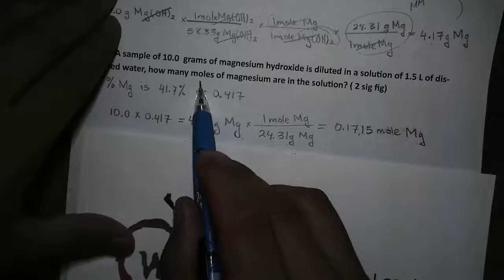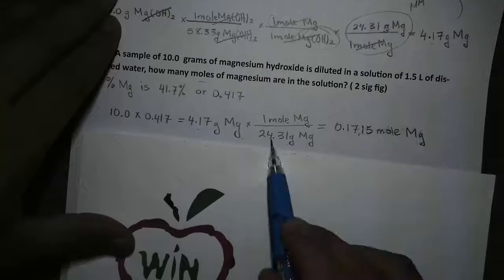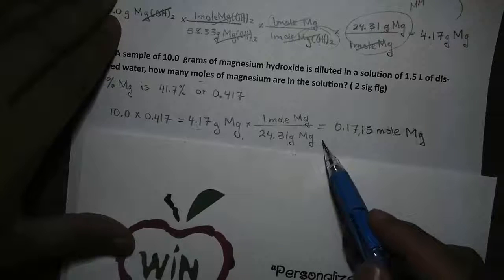But we're looking for moles of magnesium. Of course, we are going to multiply by the molar mass using our stoichiometry flowchart. From mass to mole is molar mass, or 1 mole of A equals the number of grams of A. In this case, the grams are on the bottom, so grams of magnesium cancel out, and we plug this into our calculator, which gives us 0.1715 moles of magnesium.